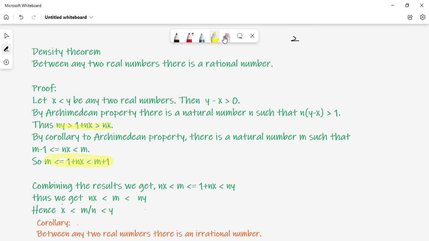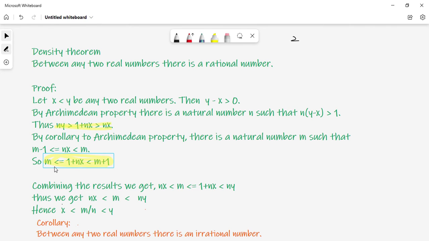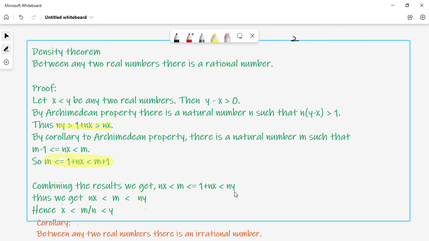Okay. Now if we combine the results, what do we get? Let us start. nx is smaller than m. Yes, observe here. nx is smaller than m. Obviously, m will be smaller than 1 plus nx from here. And 1 plus nx is still smaller than ny. So we combined those results and we got this. Now I just want three things from here: nx, m and ny. So let me have it: nx < m < ny.